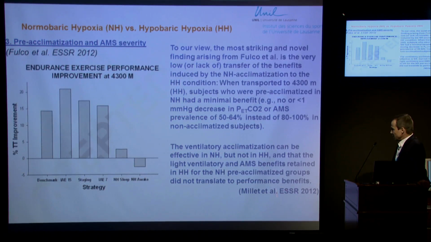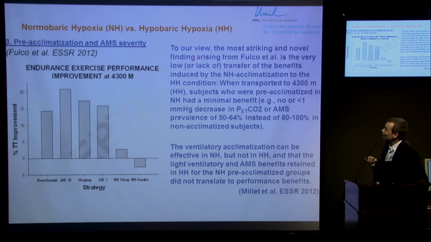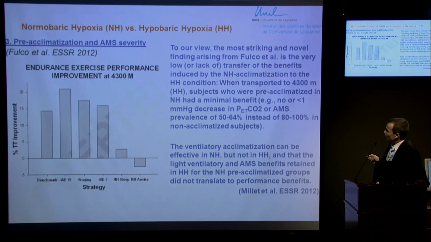Then recently we did comment, and in our view, we think that the most striking and novel finding from this review is a lack of transfer of the very slight benefits induced by the NH acclimatization to the HH conditions. It seems that it is two different worlds, at least for performance and for AMS. When transported to Pikes Peak, subjects who were pre-acclimatized in NH had minimal benefits. And you can see it was only a very slight decrease in PETCO2 at Pikes Peak and a slight decrease in the prevalence of AMS.